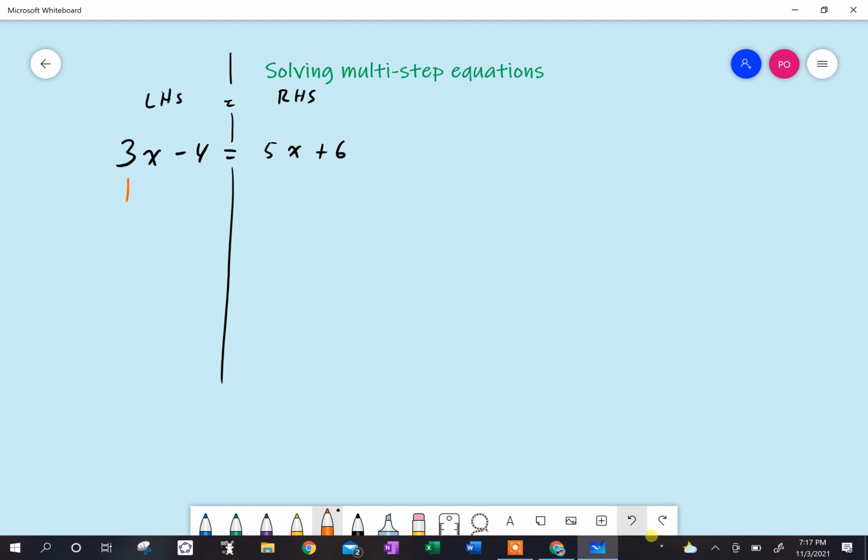So what I'm going to do is move that 3x to the other side, because remember, I'm trying to, well, maybe you don't remember because you haven't learned this, I'm trying to isolate the variable. And so 3x minus 3x gives me 0, and I bring down my negative 4. I have a 5x minus 3x, which is 2x, and I bring down my positive 6.